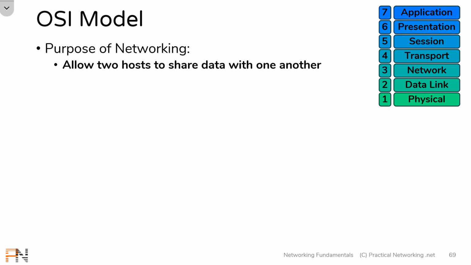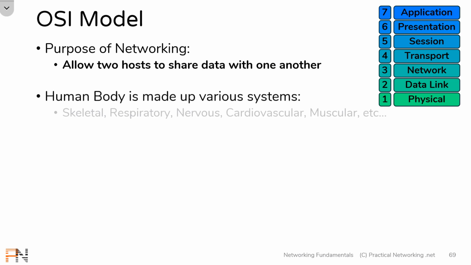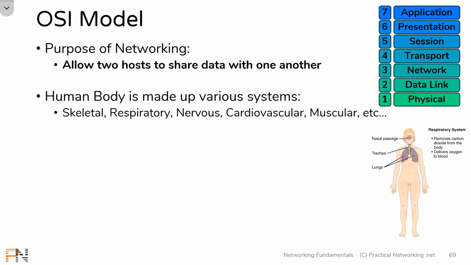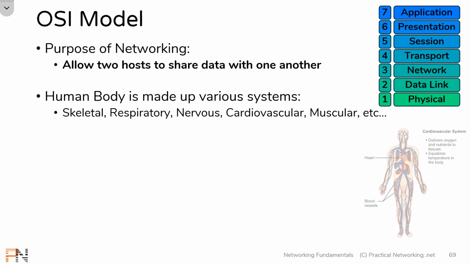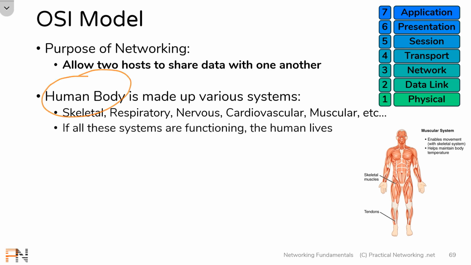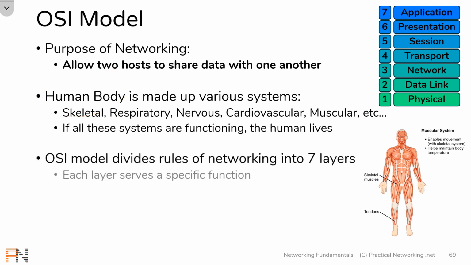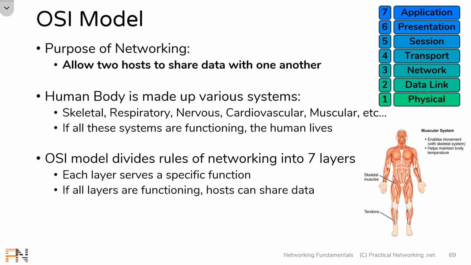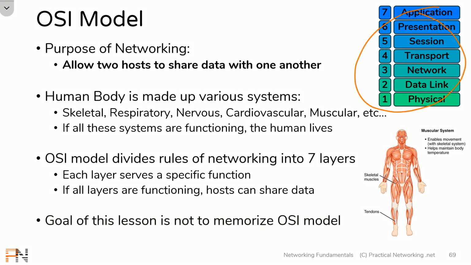Now, to give you an analogy, the human body is made up of various systems: the skeletal system, the respiratory system, the nervous system, the cardiovascular system, the muscular system. And if each of those systems are operating as intended, then the goal of the human body is attained, meaning the human lives. Well, networking works the same way. Each of the layers of the OSI model serve a specific function. And if all 7 functions are accomplished, then the goal of networking is attained, which is to say hosts can share data. Now, the goal of this lesson is not simply to memorize the OSI model.